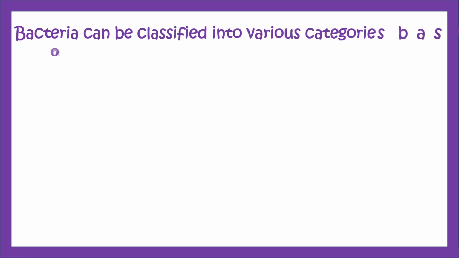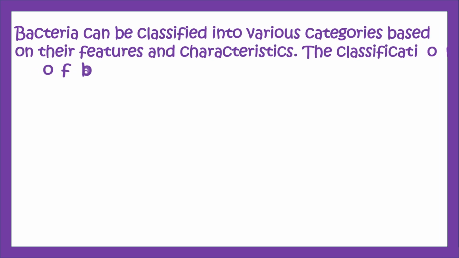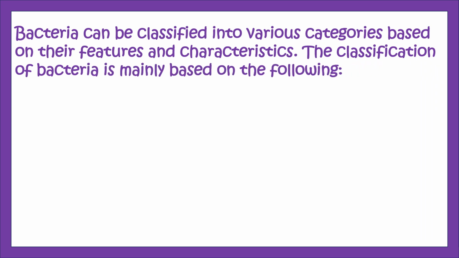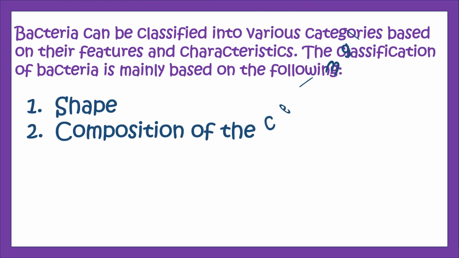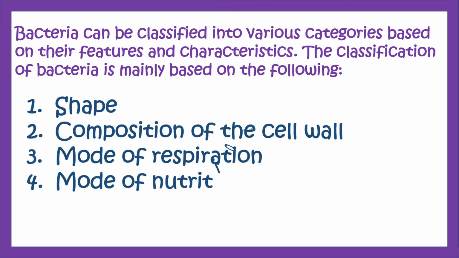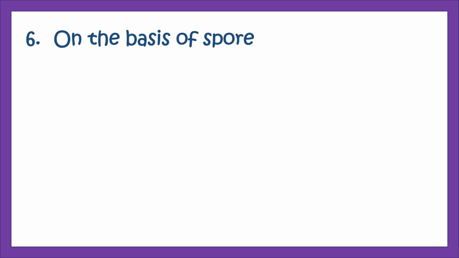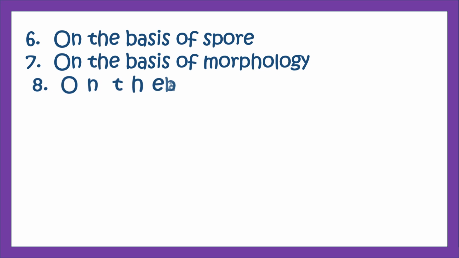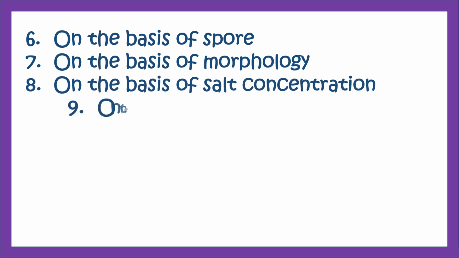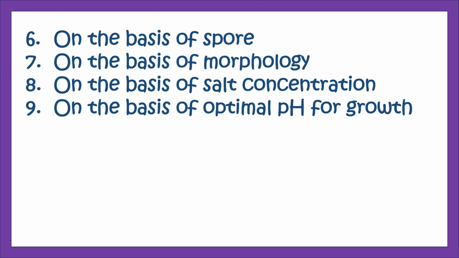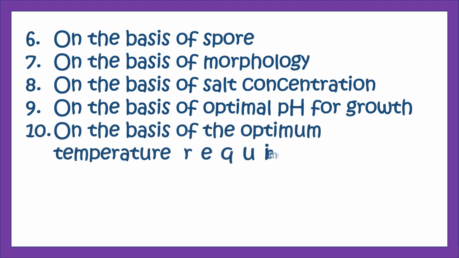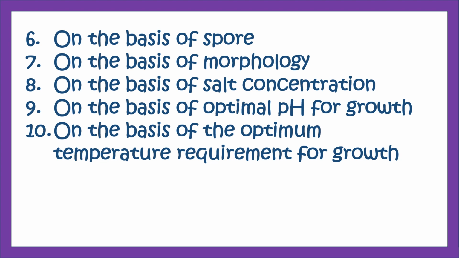Bacteria can be classified into various categories on the basis of features and characteristics. The classification of bacteria is mainly based on the following: shapes, composition of cell wall, mode of respiration, mode of nutrition, on the basis of flagella, the sixth one is on the basis of spore, on the basis of morphology, on the basis of salt concentration, on the basis of optimum pH for the growth, and the last one is on the basis of optimum temperature requirement for the growth.